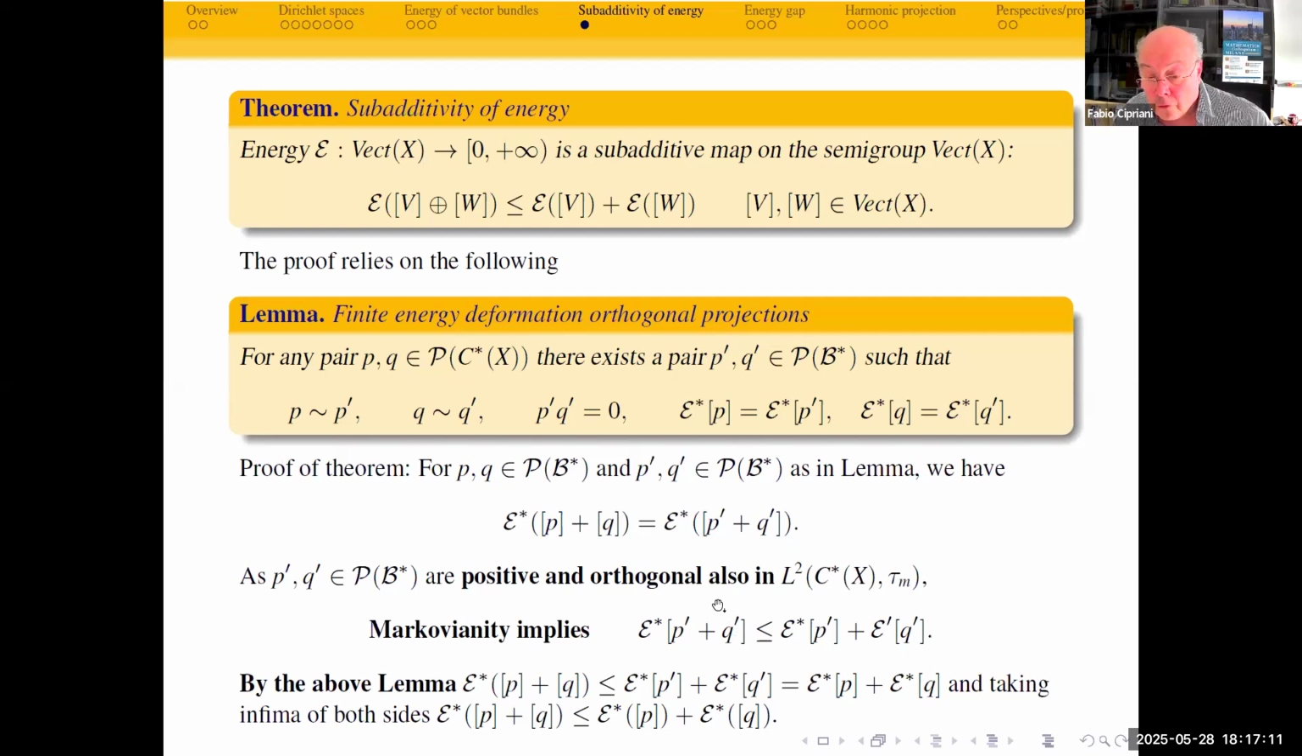So the energy of the class of this projection sum is less or equal than the sum of the corresponding energies of P prime and Q prime. And so by the lemma above, since P prime and Q prime have the same energies as P and Q, we arrive at the desired inequality, the subadditivity property. So you see that to prove subadditivity, Markovianity or a consequence of it is essential.